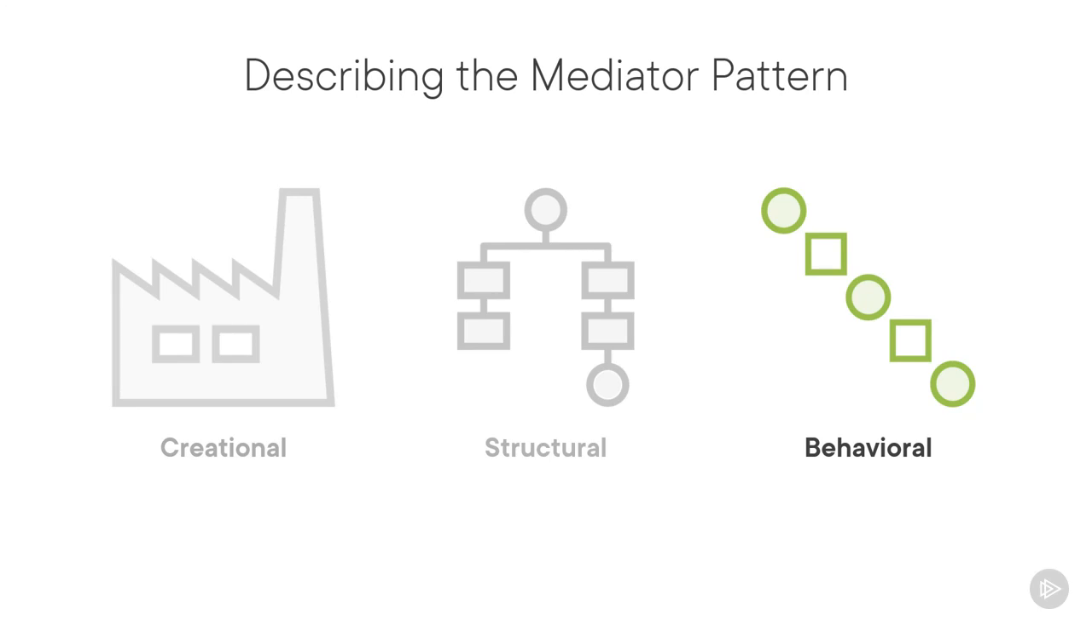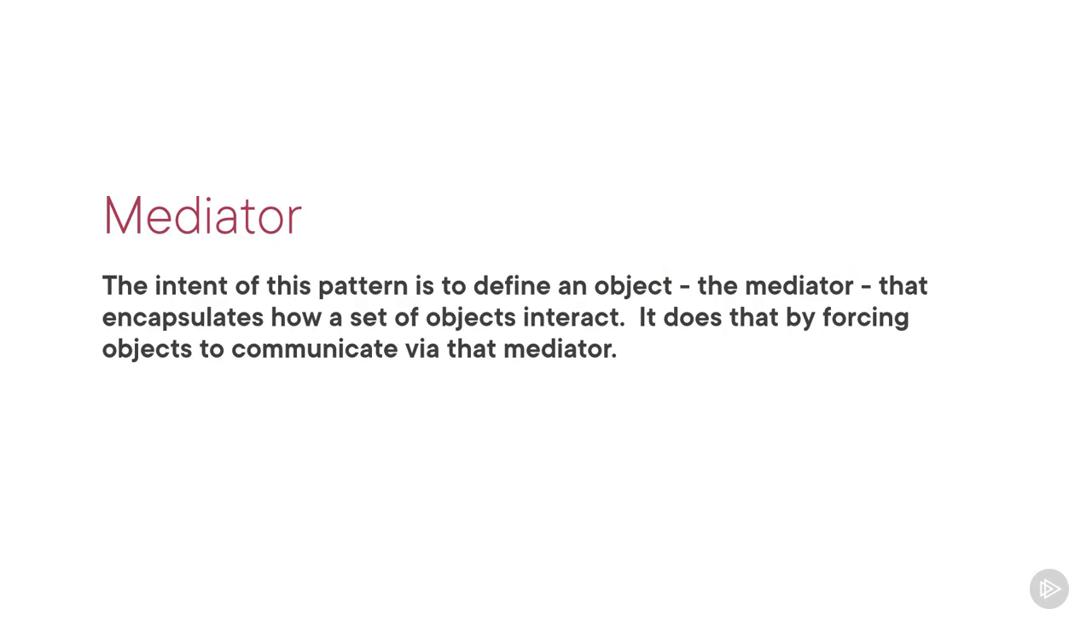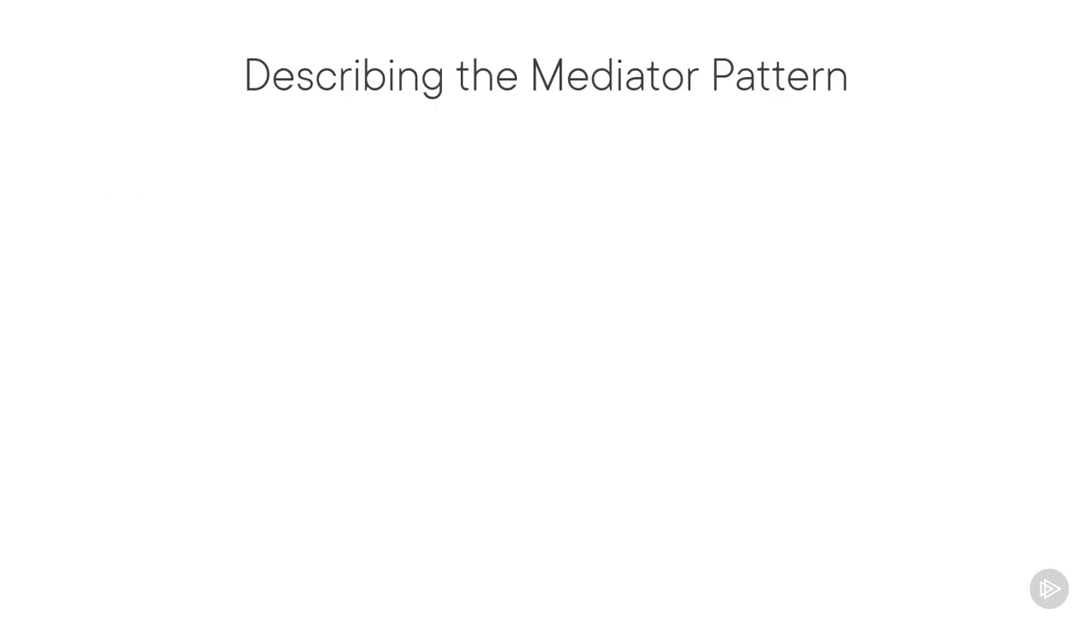The mediator pattern is a behavioral pattern from the Gang of 4 library of design patterns. The intent of the mediator pattern is to define an object, which is the mediator, that encapsulates how a set of objects interact. It does that by forcing objects to communicate via that mediator. By doing so, it promotes loose coupling by keeping objects from referring to each other explicitly, and it also lets you vary their interaction independently. Let's elaborate on that a bit.